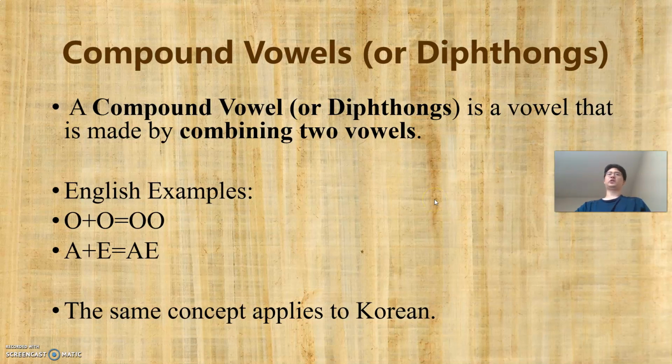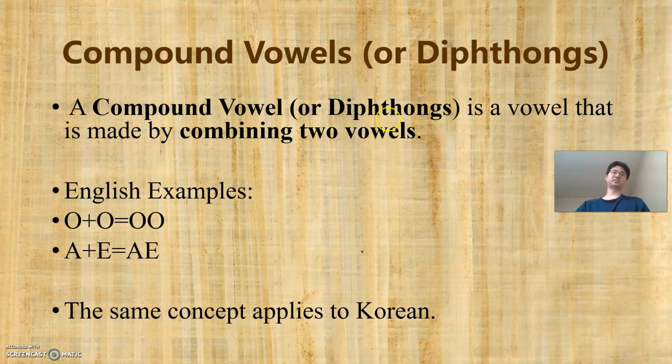Well, a compound vowel, also known as diphthongs, actually you guys might be more familiar with the word diphthongs, since it's the way you learned it in school. So a diphthong or a compound vowel is a vowel that is made by combining two vowels. So you combine two vowels and make a compound vowel, which is literally a combination of the two vowels.